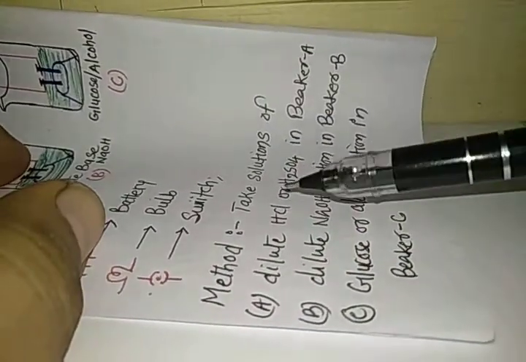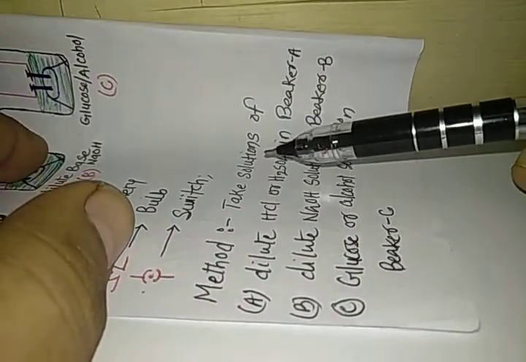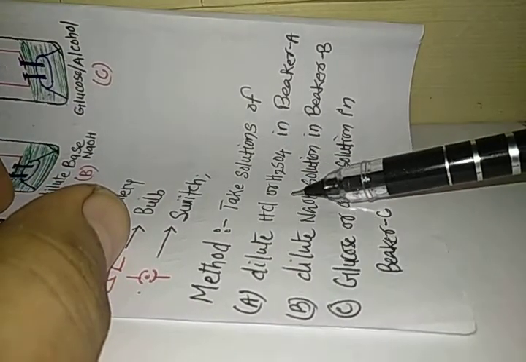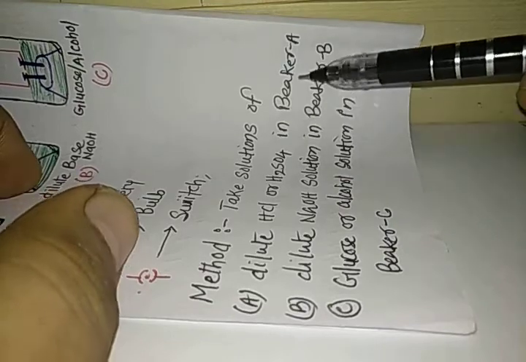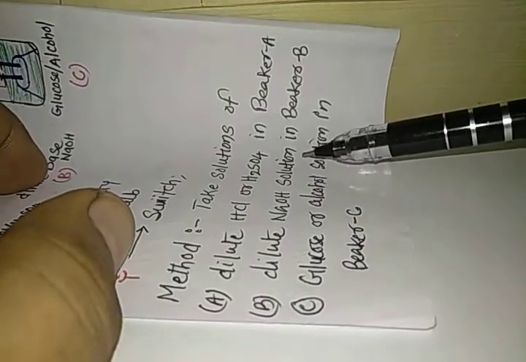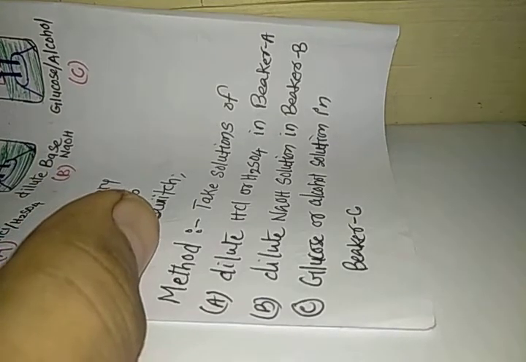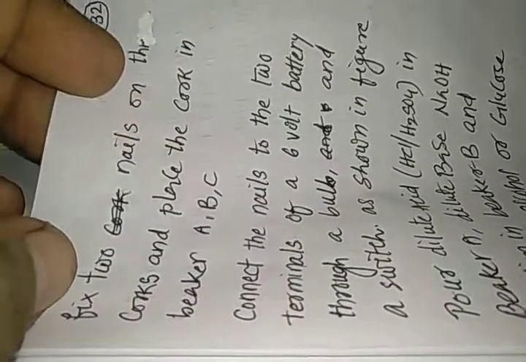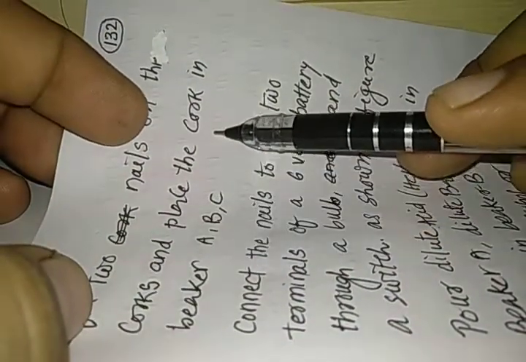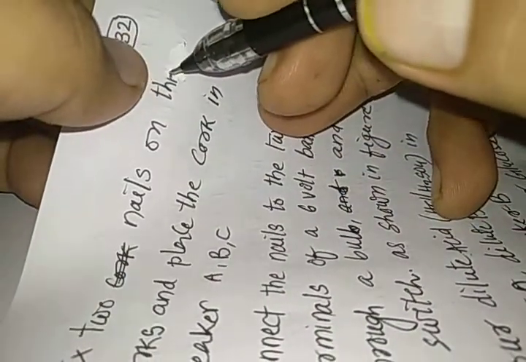Whatever I said, let us read it as a method. Take solutions: dilute hydrochloric acid or sulfuric acid in beaker A, dilute sodium hydroxide solution in beaker B, or glucose or alcohol solution in beaker C. Fix two nails on the corks and place the cork in beakers A, B and C.